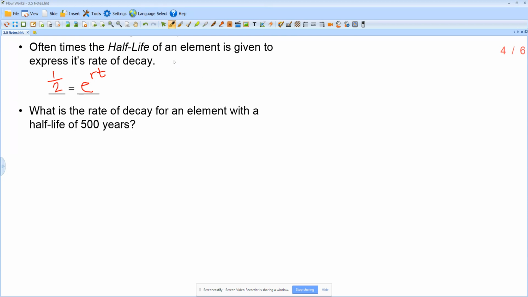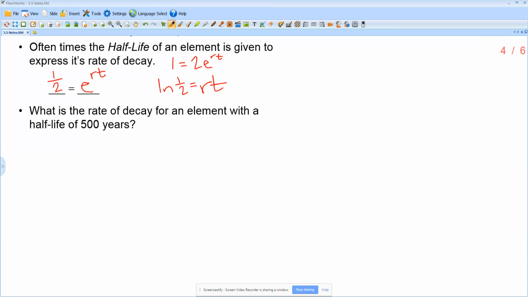Other ways that you could be writing this, 1 is equal to 2e to the RT. 1 representing I currently have 1 if I initially put in 2, because now it's half. Or natural log of 1/2 equals r times t. You notice if I just put natural log in front of these, I would get natural log 1/2 equals RT.